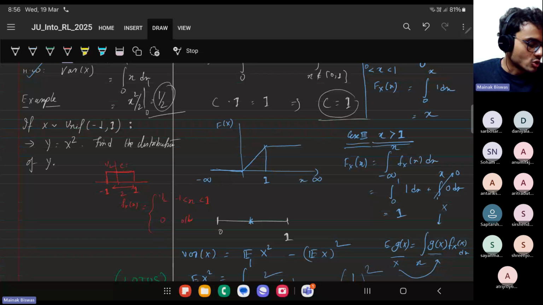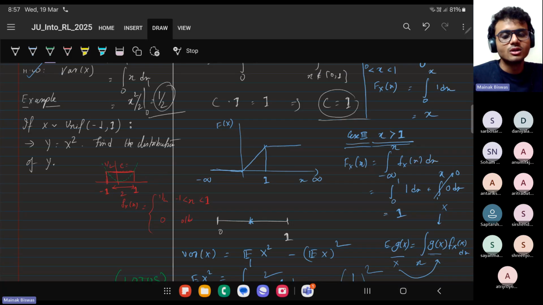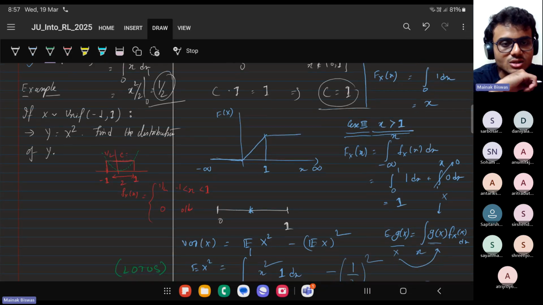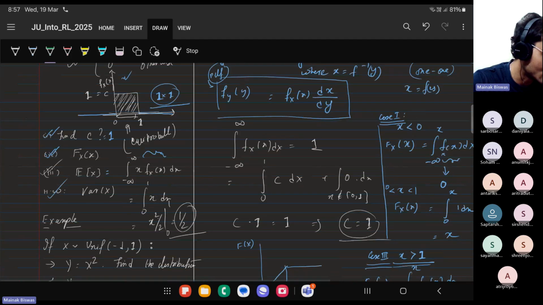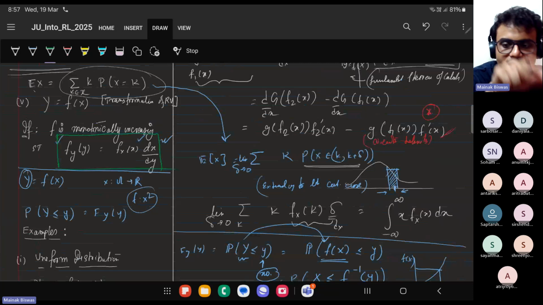Fine. So now I give you another random variable. If I sample from this, I get y equal to x squared. I ask you to find the distribution of this y. So how do we find it? Is y a one-to-one function? It is not, so we cannot use the formula that was derived directly, because x squared is not monotonically increasing. It first decreases and then increases.